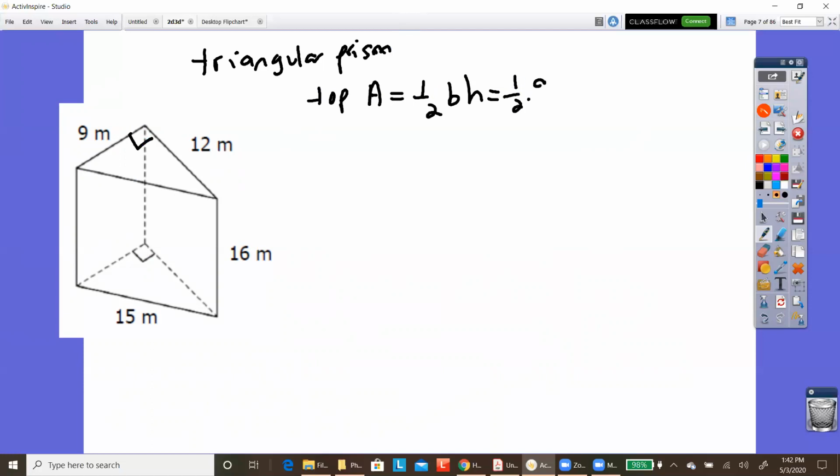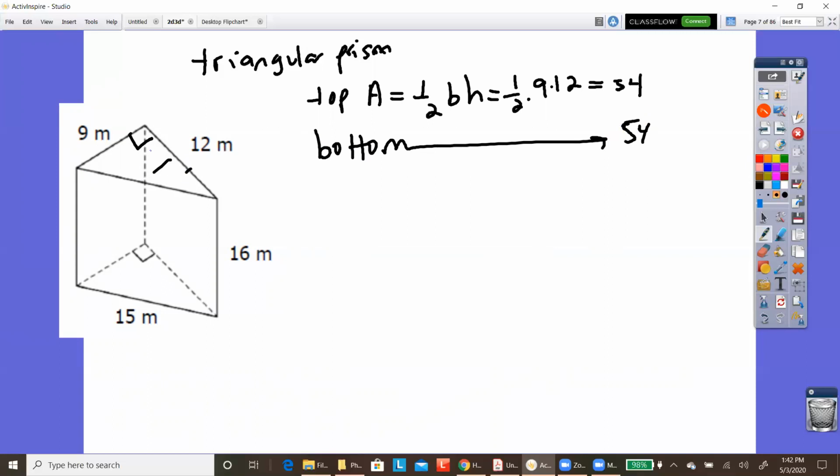And if you remember with a right triangle, the legs are the best thing to use as the base and the height. So if you do 1/2 times 9 times 12, that's going to be 54. So that's the area of the top. And that would also be the area of the bottom, because the top and the bottom are congruent.